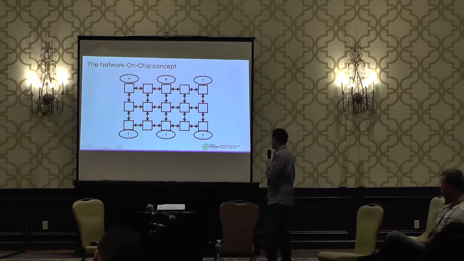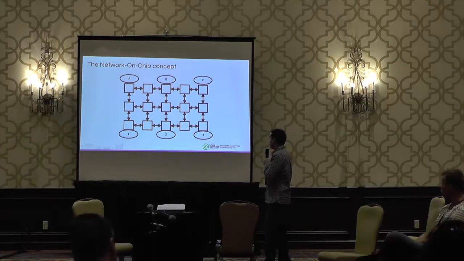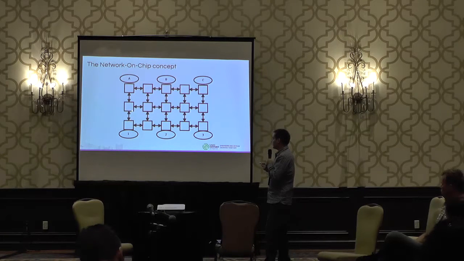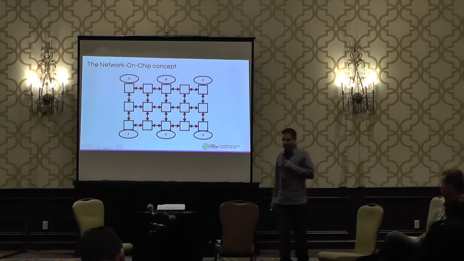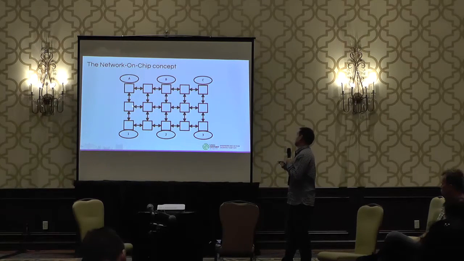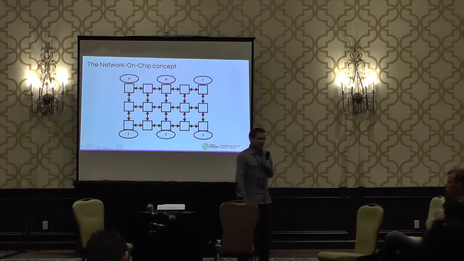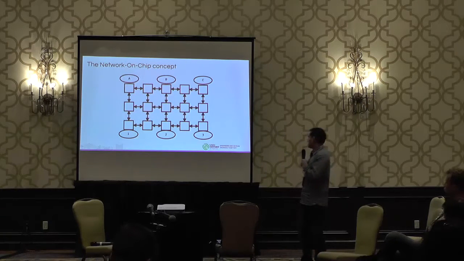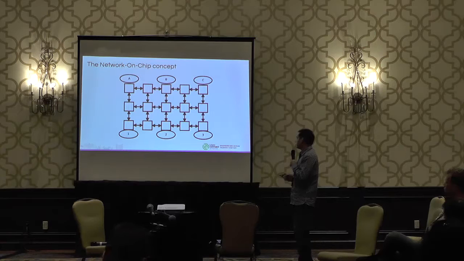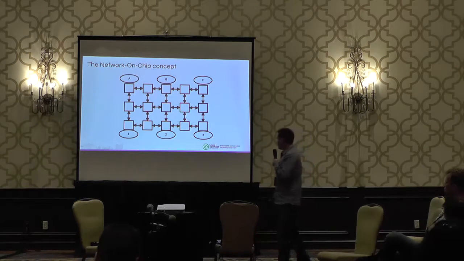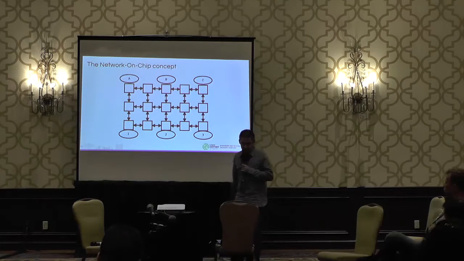Compared with the crossbar, we have fewer wires because we can reuse these links. These links are shared between the ports, so we can have some traffic from here to there, and there are also multiple paths which can be used. The network-on-chip hardware can do some load balancing, can provide quality of service, and handle different kinds of traffic with different priority.